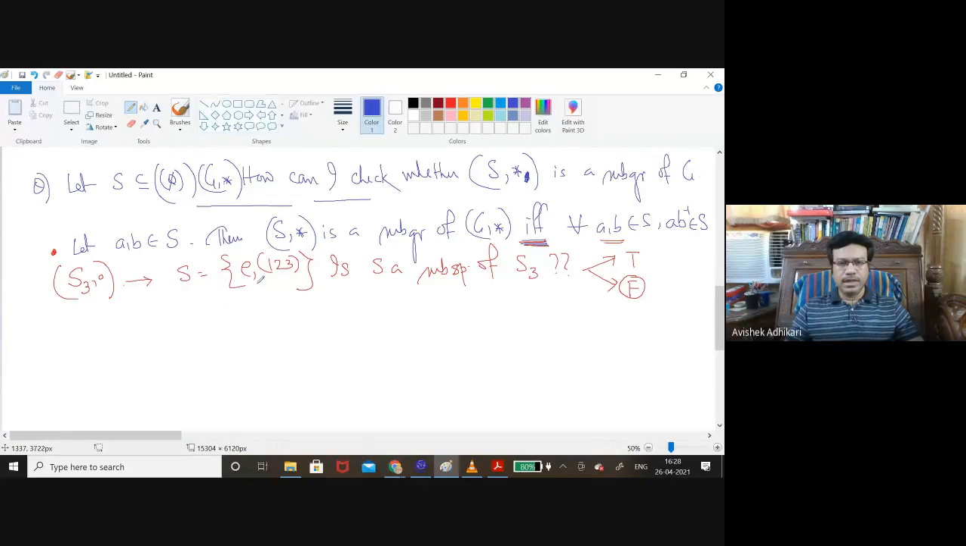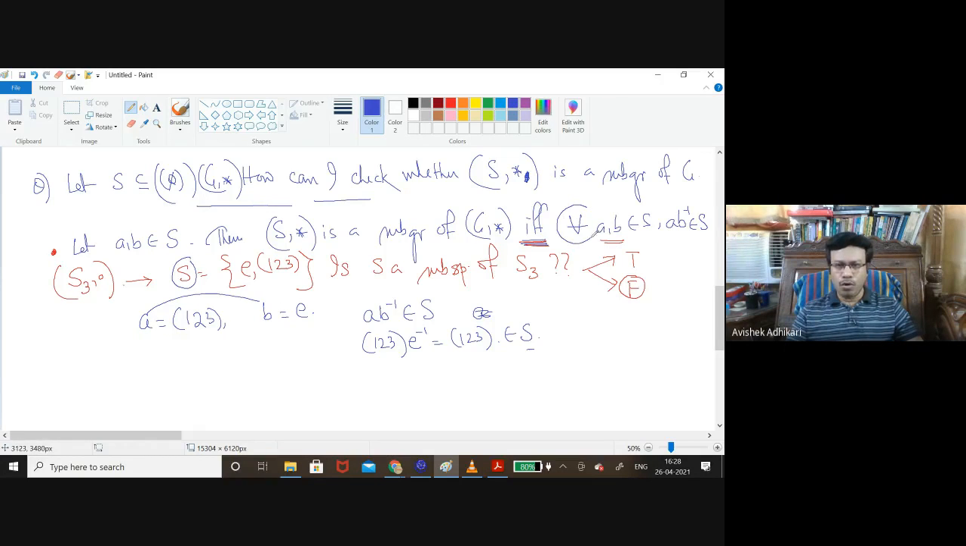Why? Take any two elements. Say I have taken my A to be 1 2 3 and my B to be E. And let us check whether A B inverse belongs to S or not. So what is A? A is your 1 2 3, and E inverse is again E. That means 1 2 3, and that belongs to S. But that is not all. If you find some A, B such that this property is satisfied, you should not be satisfied to say that it is a subgroup, but it should be checked for all such elements.